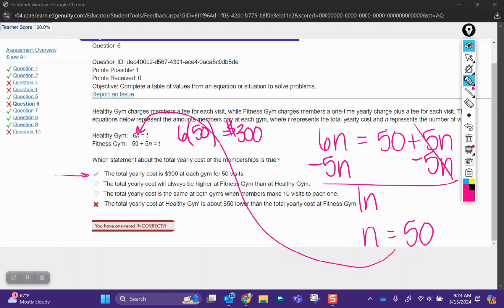So at 300, what a graph of this would look like is that for Fitness Gym, you start off paying this $50 fee right away initially, but then you only pay $5. Down here for Healthy Gym, you don't pay anything initially, but you pay $6. You can see at that 50 visit mark, if we actually graphed it, we're not graphing it, you can see that the lines intersect there, and that's where the flip happens and Healthy Gym becomes more expensive.